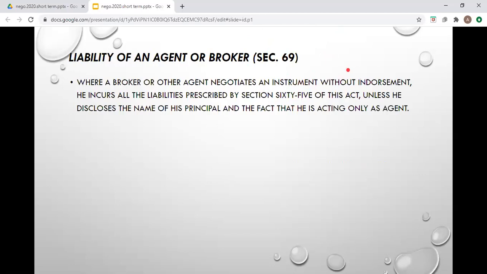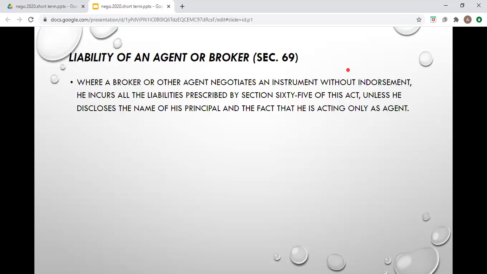But if the agent or broker made a special endorsement, a restrictive, a blank, a facultative or a conditional endorsement, what will be the warranty of that agent or broker? Then the warranty will be Section 66, kasi general na siya, hindi na siya nag-negotiate lang by way of delivery. So to reiterate, sinabi dito sa Section 65 na yung warranty ni agent or broker is 65 because the agent or broker in Section 65 negotiated the instrument through delivery only. He did not negotiate it through special or through blank, etc., etc.